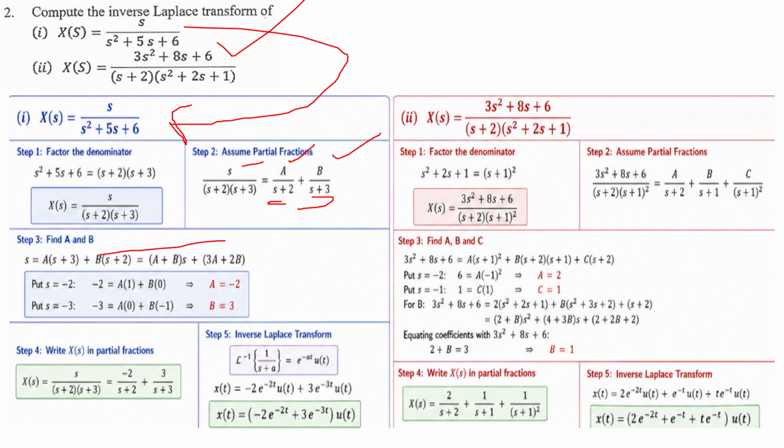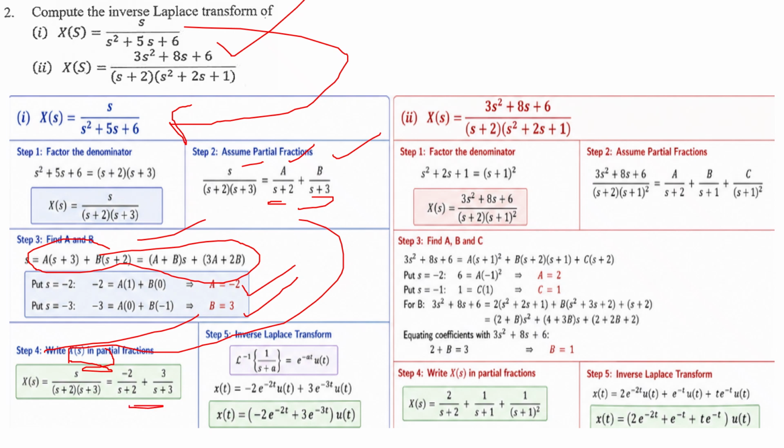So you can write these equations in this way so that you can find A and B. After finding the A and B values, what to do? You can put them back from here and write like this. After writing like this, it is very easy to find the inverse Laplace transform of this. And what is the inverse Laplace transform of 1 divided by s plus a? That is e to the power minus at u(t).